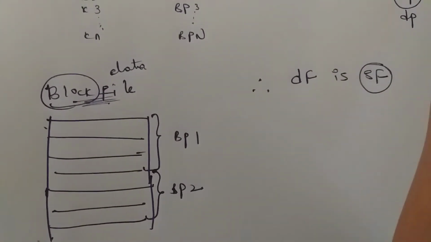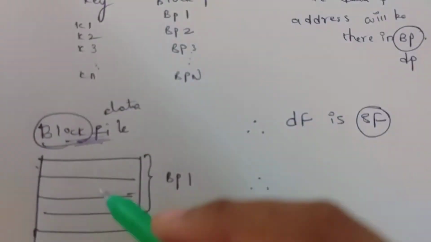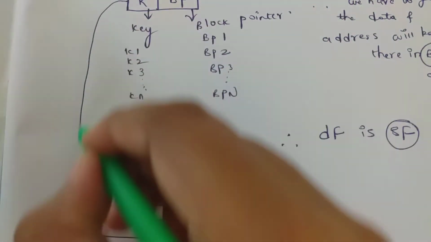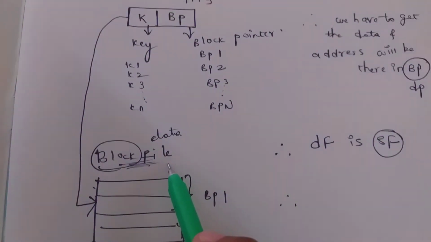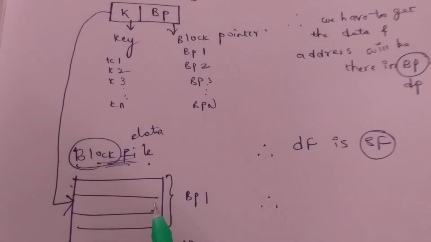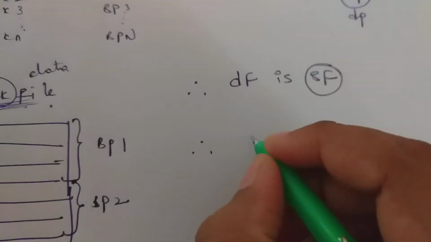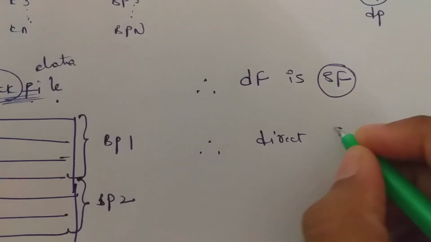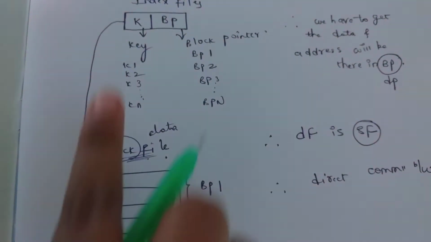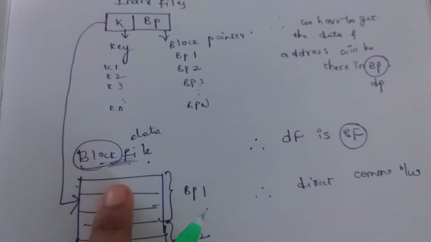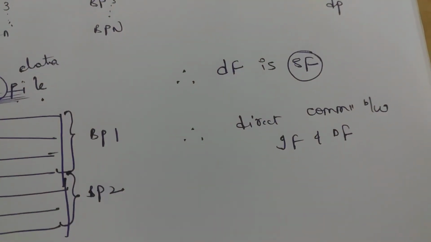And the next point: direct communication. We have a direct communication between the index file and the data file.